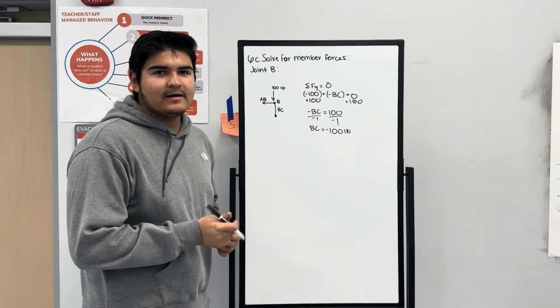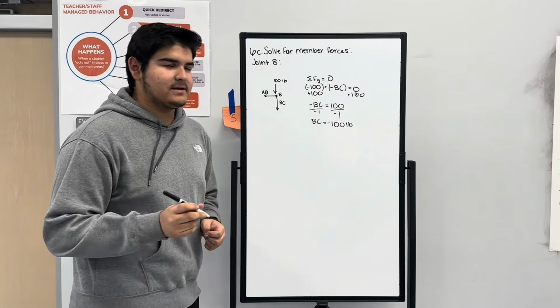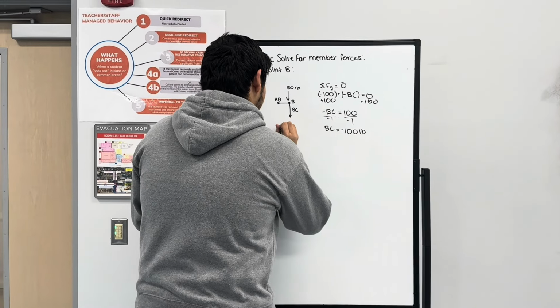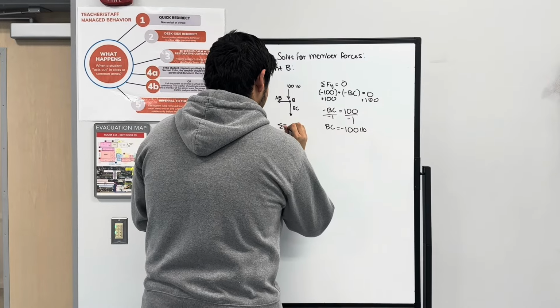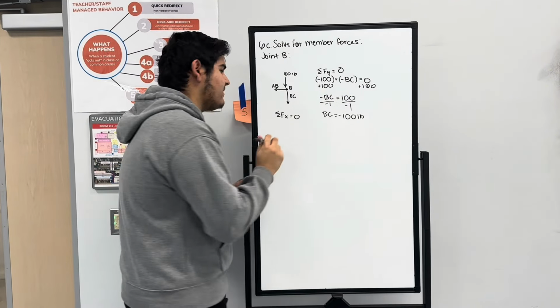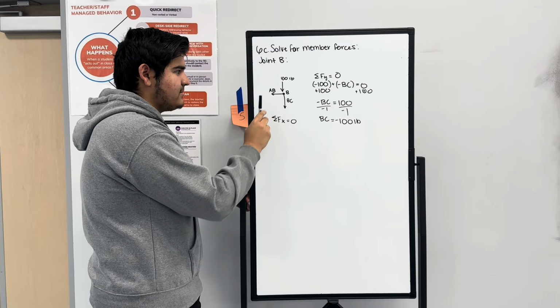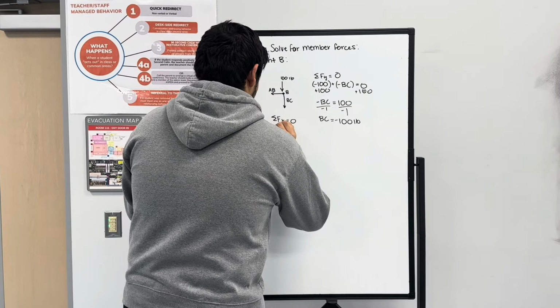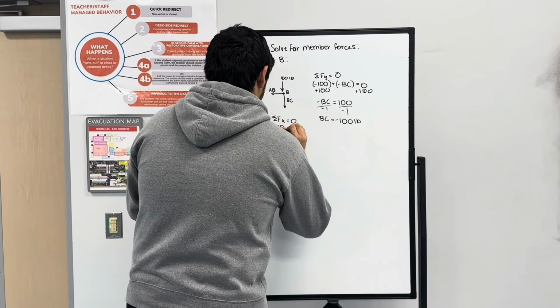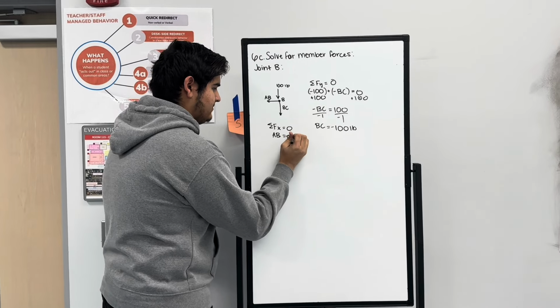And now we're also going to solve for the sum of the forces in the x direction. So we're going to take our equation, which is this, and since the only force that's being acted upon in the x direction is AB, we're just going to have AB equals 0 pounds.